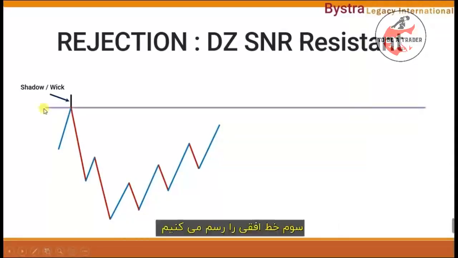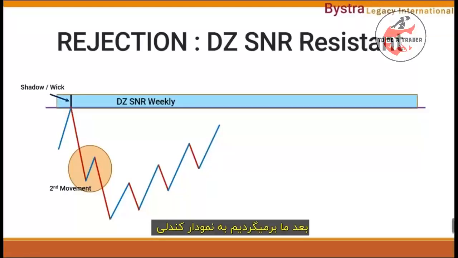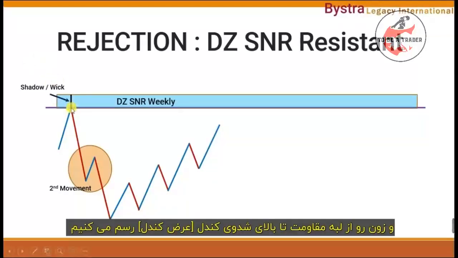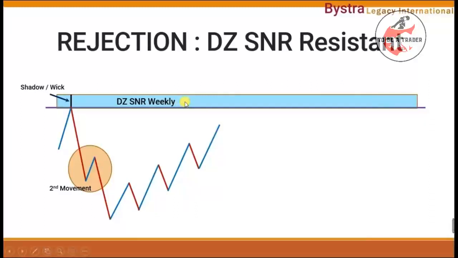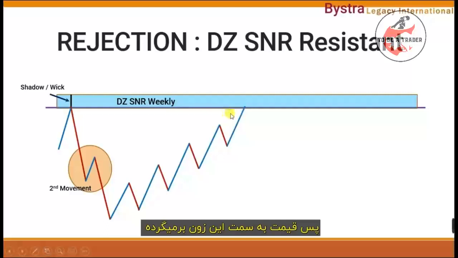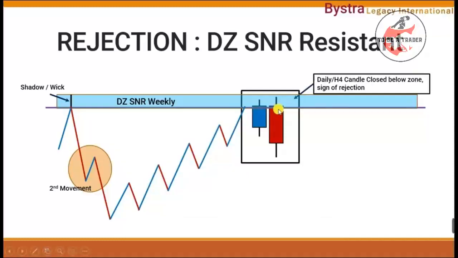Second, we go to the line chart. Third, we mark the horizontal line and also the second movement. This is to validate that this resistance is strong. Next, we change back to the candlestick chart and mark the zone from the edge of the resistance all the way up to the shadow or wick of the candlestick. This is our danger zone SNR at the weekly time frame at the resistance. So price comes back into this zone when there is a confirmation of rejection.